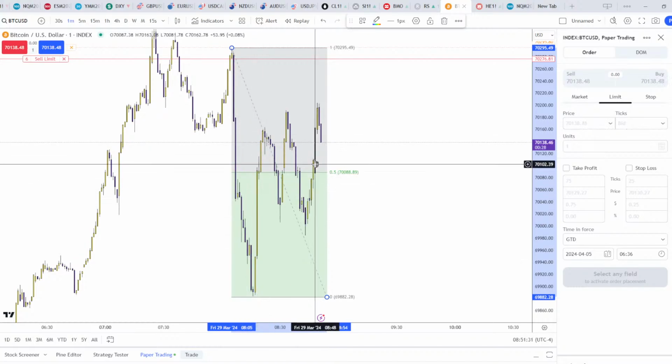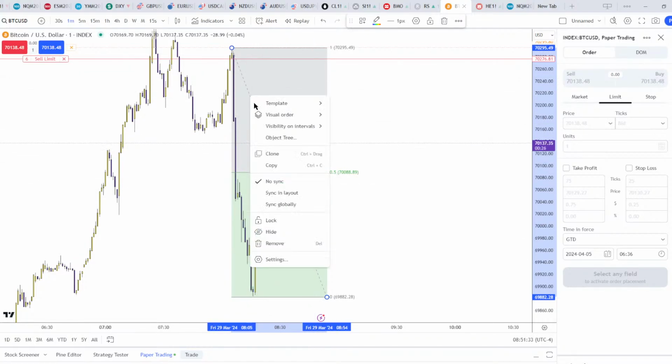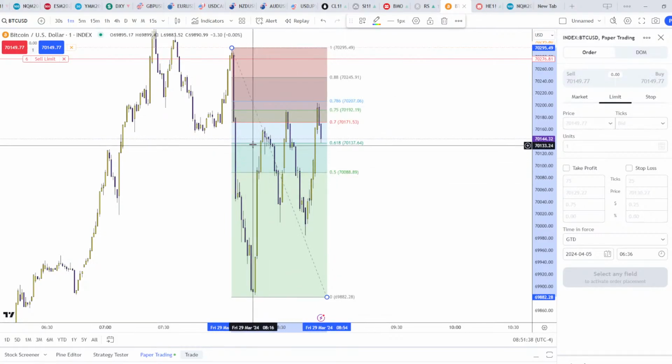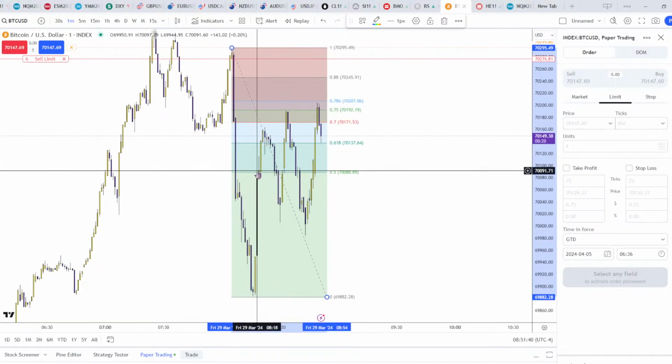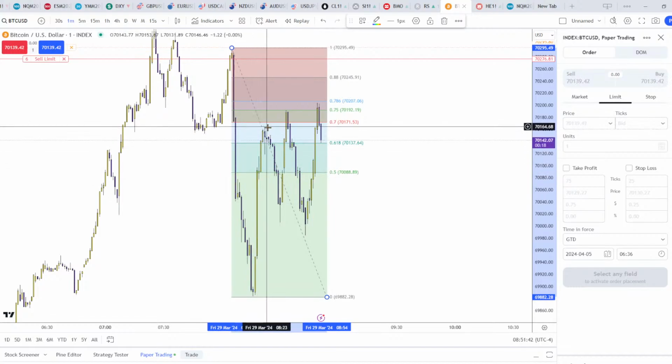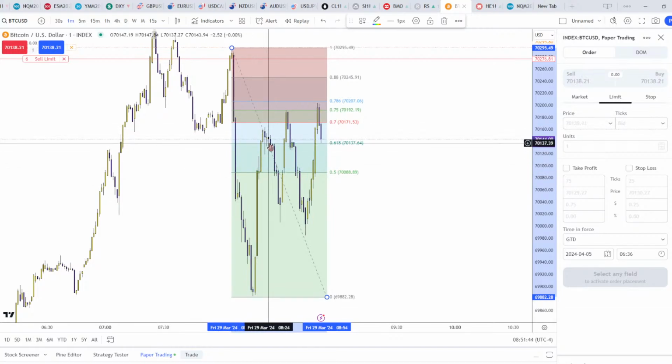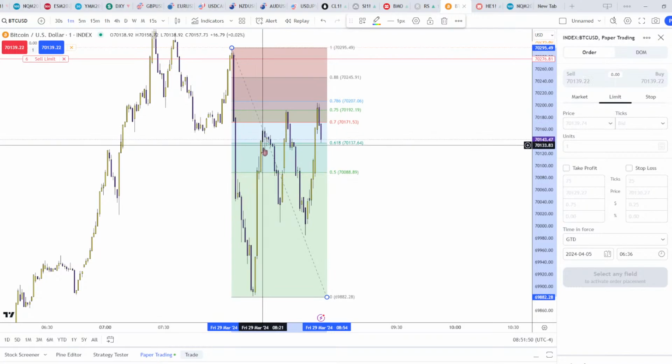Let me just pull my fib tool here. 50%, 62%. You move up to 50. As soon as it goes up to 60, if it comes back down and taps 60 again, take your trade out. That's another method you can use inside there if you want to really hold that tight.